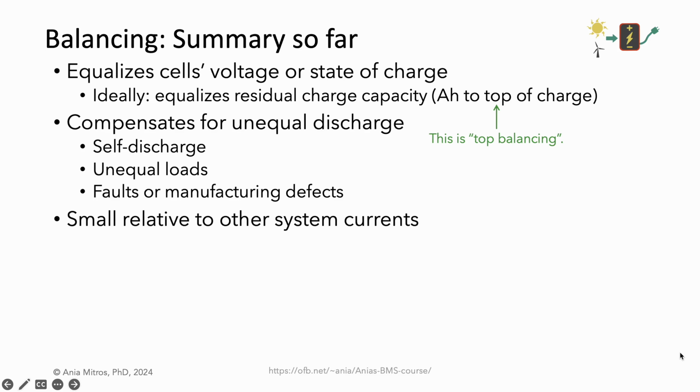Let's summarize what we've learned about balancing. Balancing equalizes the cell's voltage or state of charge. Ideally, it equalizes the cell's residual charge capacity, or the amp hours remaining to top of charge, which is technically called top balancing. Some systems balance to another point on the curve. Balancing compensates for unequal discharge or leakage, including cell self-discharge internal to the cells and unequal loads external to the cells. The currents causing imbalance are small relative to other currents in the system.